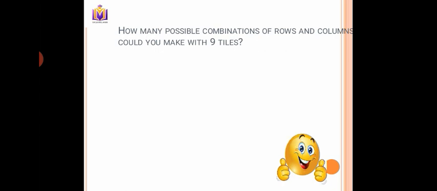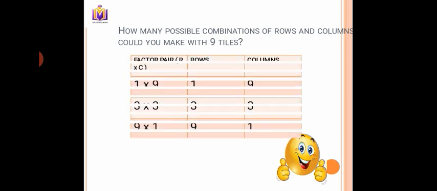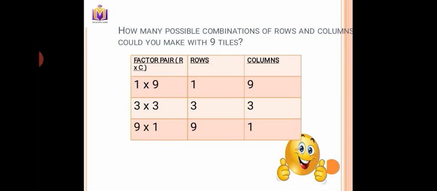So just now we have tried 1 multiplied by 9, 3 multiplied by 3 and 9 multiplied by 1. They are the factor pairs of 9 because here are two numbers together. And when we consider the numbers individually, it becomes its factor. For example, the factors of 9 are 1, 3 and 9.